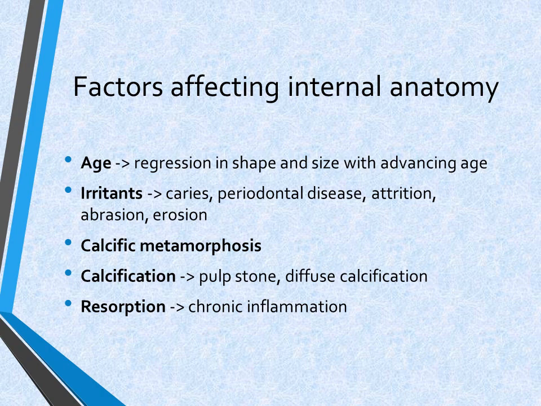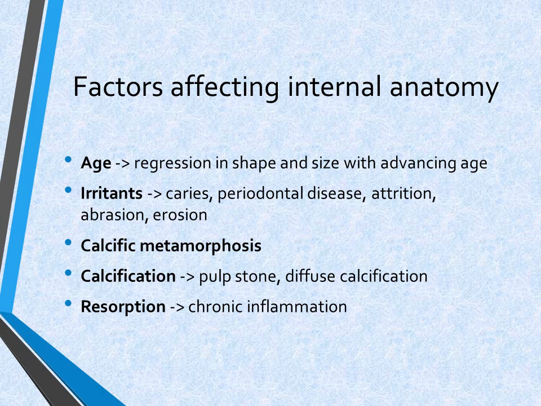Factors affecting the internal anatomy: with age, of course, you see there is a regression in the shape and size. So your pulp chamber actually becomes narrower and narrower when compared to young patients. Irritants such as caries, attrition, abrasion, erosion, they actually cause changes in your internal anatomy. These irritants can also cause pulp stones and calcification.